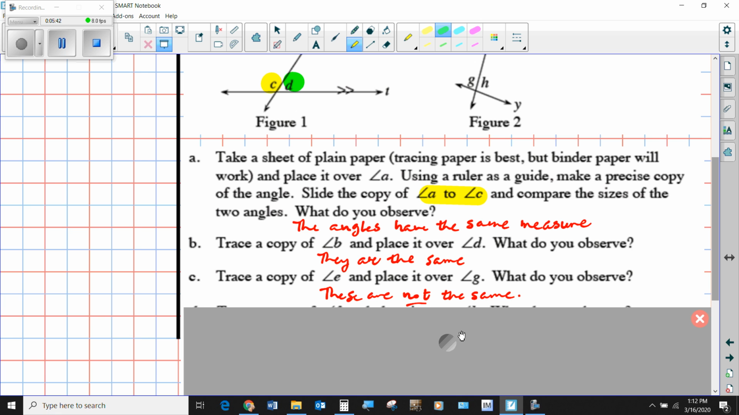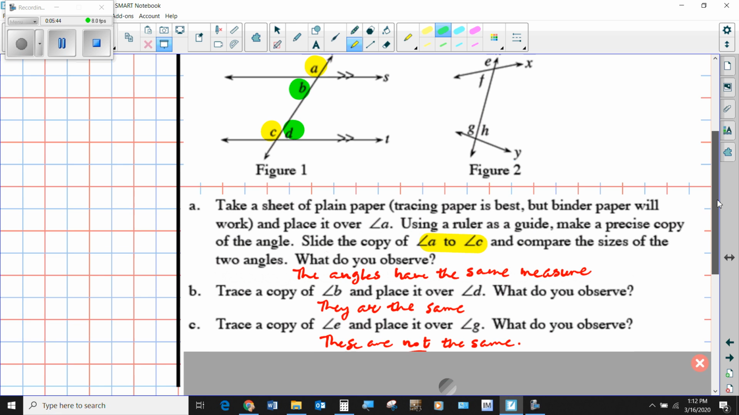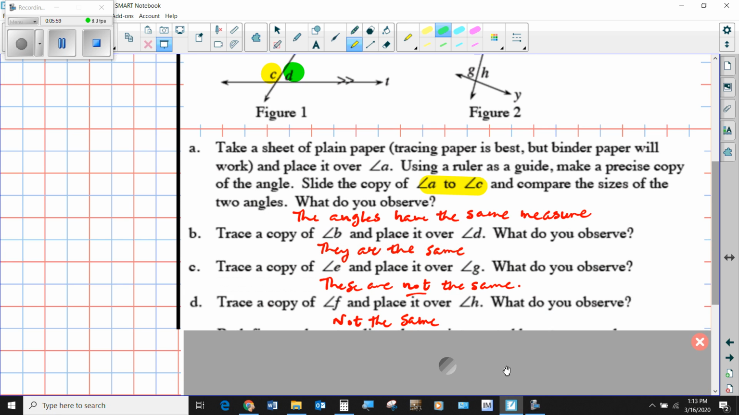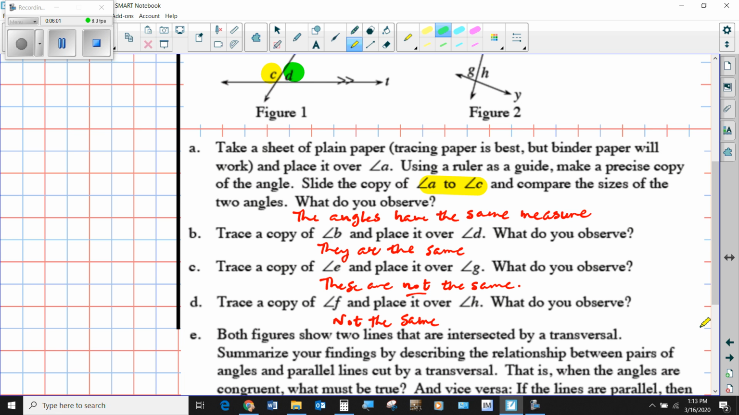Now trace E and G. Do they look like they're the same? No, they do not. Angle E looks like it is an obtuse angle, and angle G is acute. They cannot be the same measure. This is more than 90 degrees. That's less than 90 degrees. Take a look at angles F and H. They're also not the same.